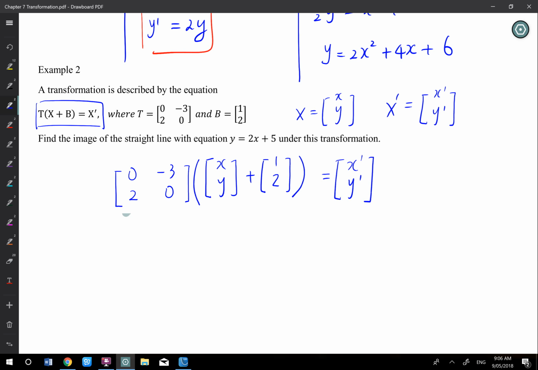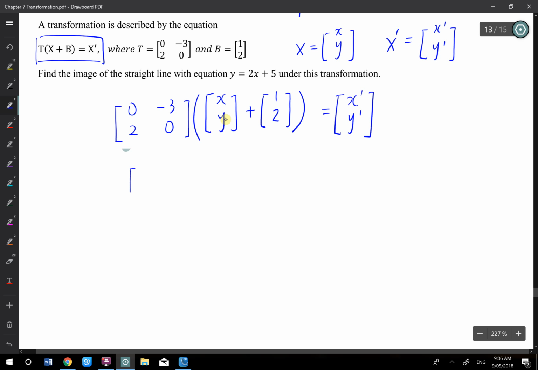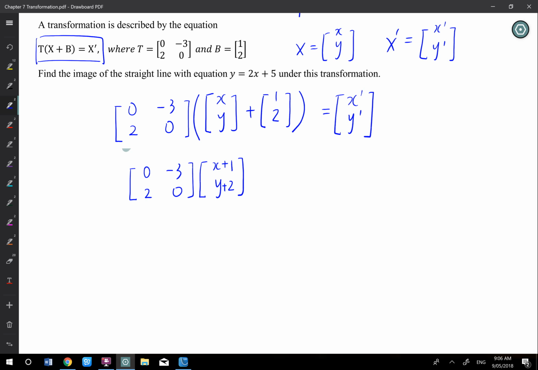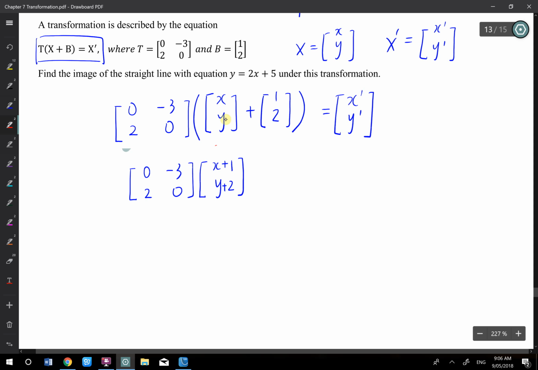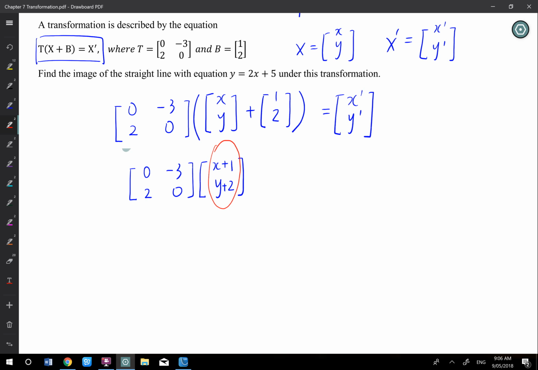So what we do for the calculation is the matrix 0, -3, 2, 0 times (x plus 1, y plus 2). Even though it's a little bit fat, it's still 1 column. It's a 1 column matrix, not a 2 column matrix. It has more things in it, but it's a single entry. That's why I like to circle things. When I circle that, I know that's exactly 1 column.